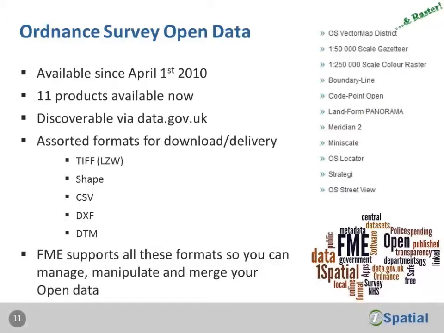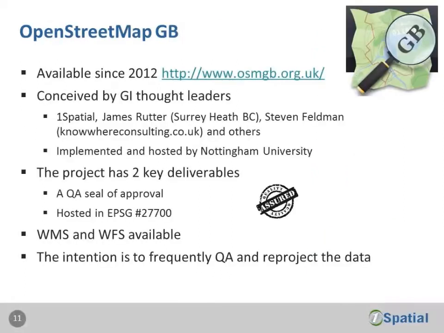The data has been available since April the 1st in 2010, and as I say, raster data sets are available in a format like TIFF, and there's also some shape files and drawing exchange files, AutoCAD DXF data, as well as some digital terrain models. And FME supports consuming all of those formats as well as many others, so you can use FME to merge and conflate, geocode, translate, refresh, process any of those Ordnance Survey data sets as well.